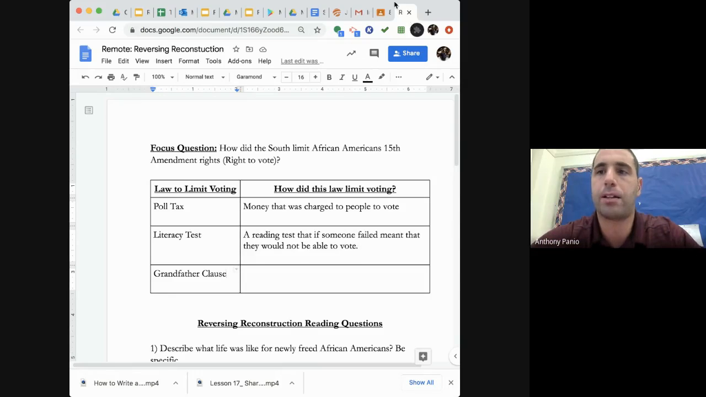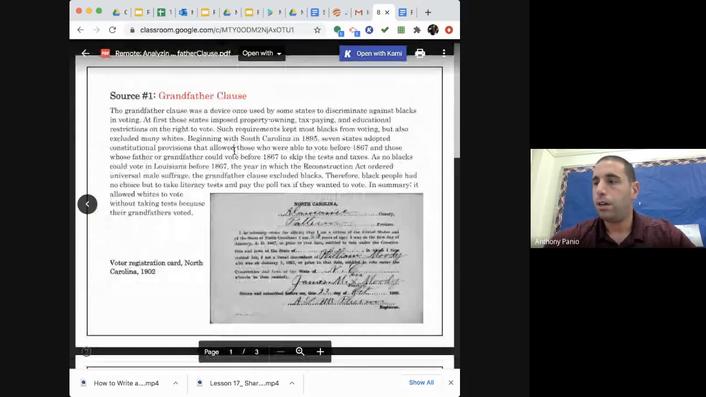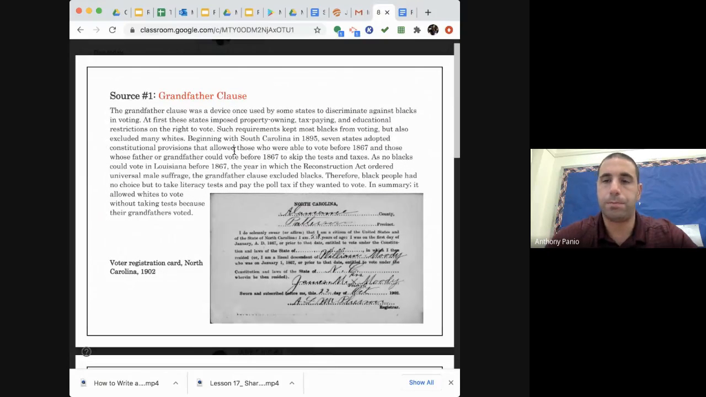Again, you should be filling out this box as we go through it. So here is the grandfather clause. The grandfather clause was a device once used by some states to discriminate against black people in voting. At first, these states imposed property owning, tax paying, and educational restrictions on the right to vote. Such requirements kept most blacks from voting, but also excluded many whites. Beginning with South Carolina in 1895, 7 states adopted constitutional provisions that allowed those who were able to vote before 1867, and those whose father or grandfather could vote before 1867, to skip the tests and taxes.